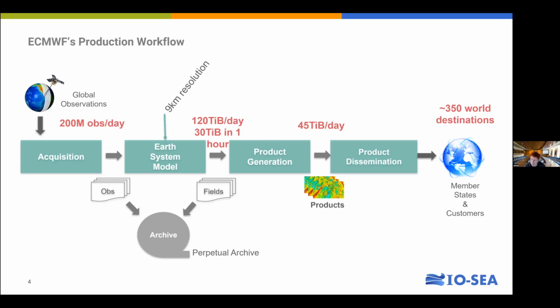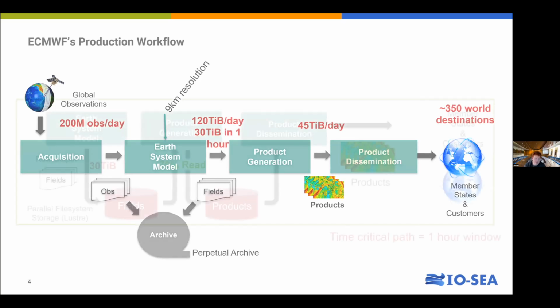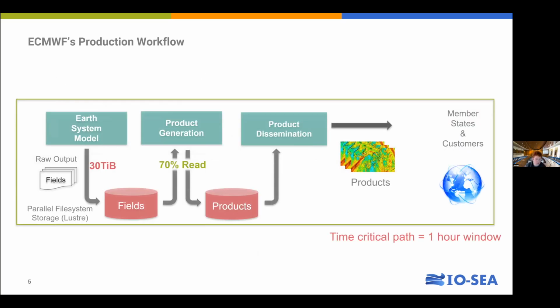But the interesting thing about weather data is that it's incredibly valuable, but not for very long. If it takes you 6 hours to deliver a forecast, then it's too late because that data is already old. So everything from when we cut off our observation window to delivering the data to our member states basically is in our time critical path, where we have about 1 hour to run everything.